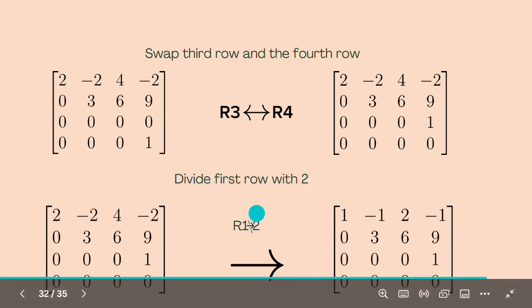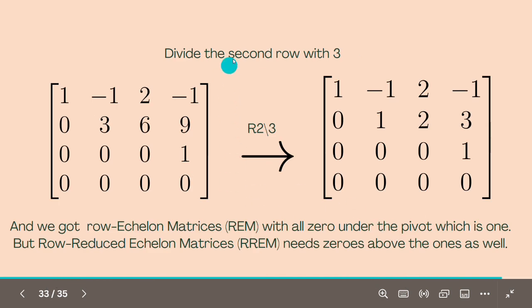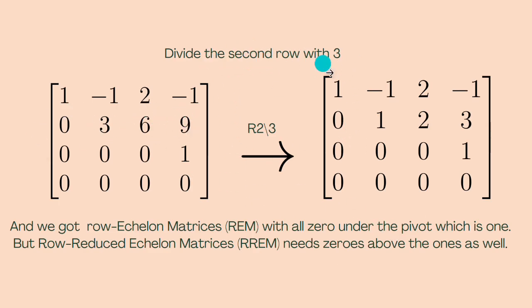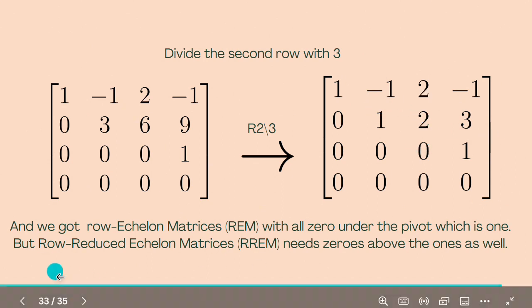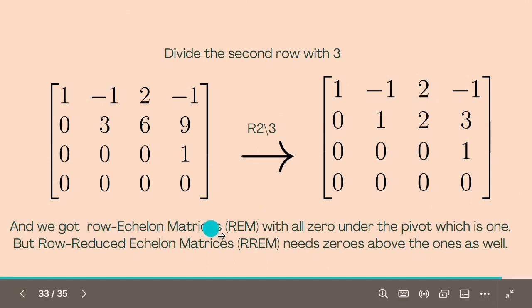So divide the first row by 2. So we got 1 here, and then we need to change the 3 into 1. So we will divide the second row by 3. So now we satisfy the condition for REM. Okay, and we got a row echelon matrix now with all 0 under the pivot, which is 1.